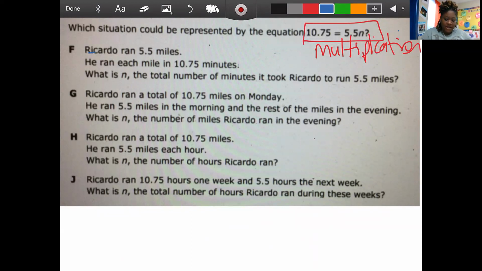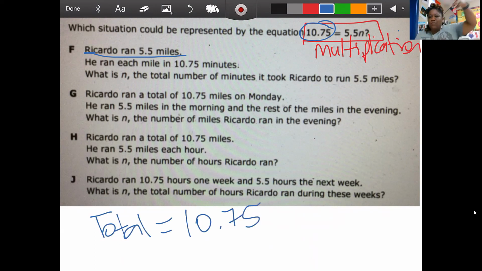Ricardo ran 5.5, that's another thing. Ask yourself in your original equation, what's your total? My total is 10.75. I can't have more than that. I cannot have less. So as you're reading each example or each answer choice, make sure you eliminate based on the operation and if your totals do not match up, okay? So Ricardo ran 5.5 miles. Okay, is 5.5 miles the same as 10.75 miles? No, so our totals do not match up.